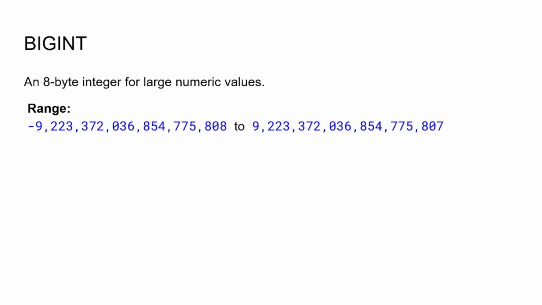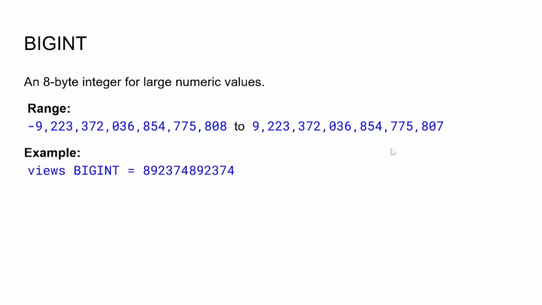The next data type which we are going to be looking at is BIGINT. As you can see by the name, it is also an integer, which means it stores whole numbers, and this whole number is quite large because it takes 8 bytes of memory, and it is used for large numerical values. It ranges from negative 9 trillion to positive 9 trillion. So you can see it is very large.